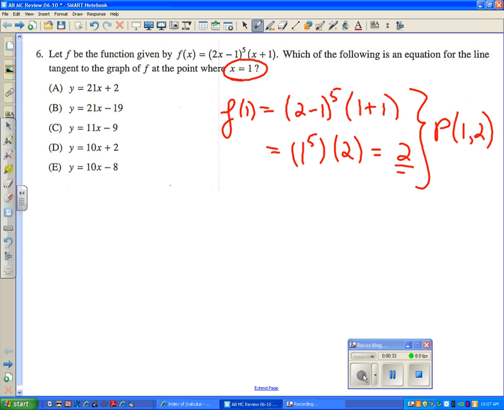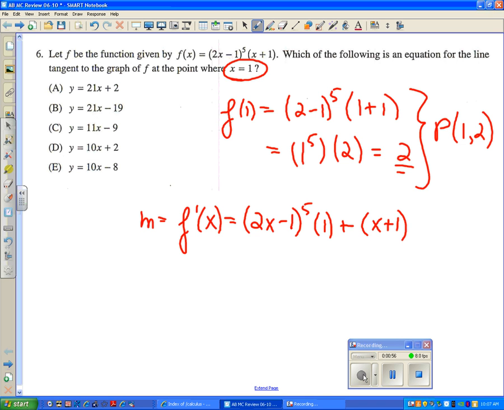Now we need to find the slope, and of course the slope is the derivative. We've got to use the product rule, so it'll be the first times the derivative of the second, which is 1, plus the second, which is x plus 1, times the derivative of the first. And this is the chain rule: 5 times (2x minus 1) raised to the 4th times the derivative of the inside, which will be a 2.